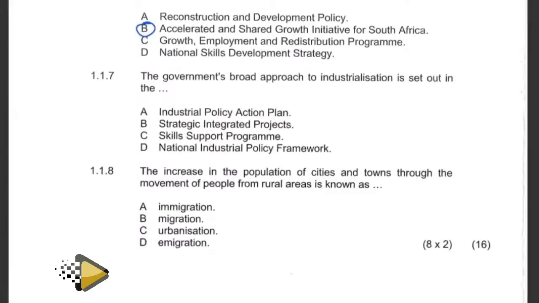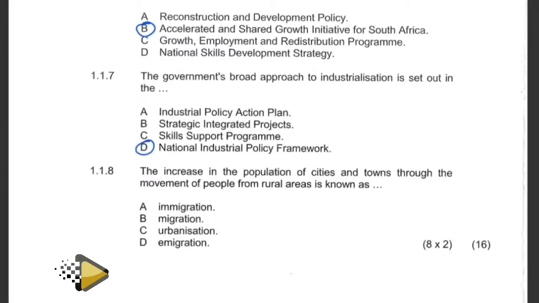Okay, right. So now moving on to the next question, grade 12s, we have 1.1.7, which reads as follows. The government's broad approach to industrialization is set out in the dash. So if you still remember, grade 12s, I always tell you that you must go through the set of options given before you choose your appropriate answer. The reason why I advise you to do that is because most of the given options are pretty similar to one another, where one might end up making some silly mistakes. Okay, right. So now 1.1.7, our appropriate answer is going to be National Industrial Policy Framework.